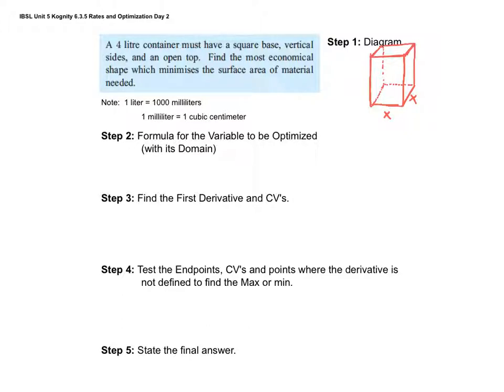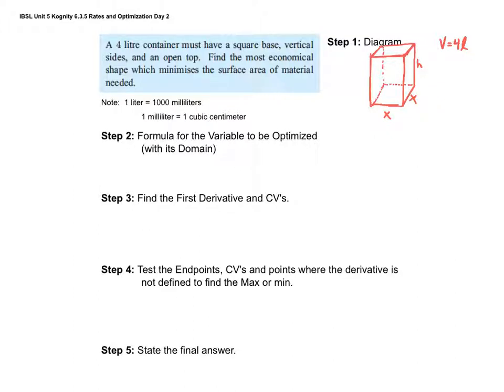Now, what else do I know about this? Well, I don't know the height, so I'll put that down. But I do know this is 4 liters. Now, 4 liters, that's a unit of what? Volume. It's a unit of volume. So the volume is 4 liters. Now, I put on here a note. This is something you kind of have to be careful about. A note that 1 liter is 1,000 milliliters, and 1 milliliter is 1 cubic centimeter.